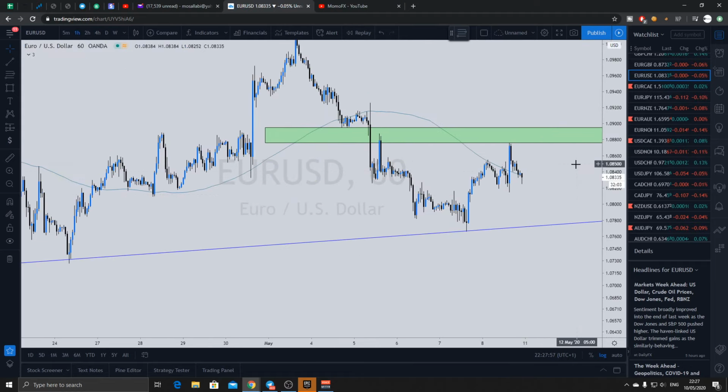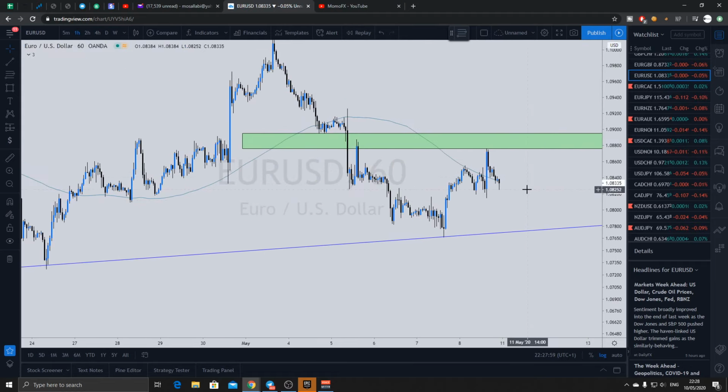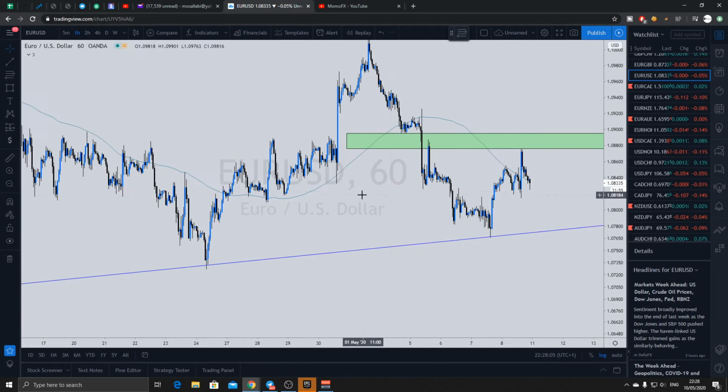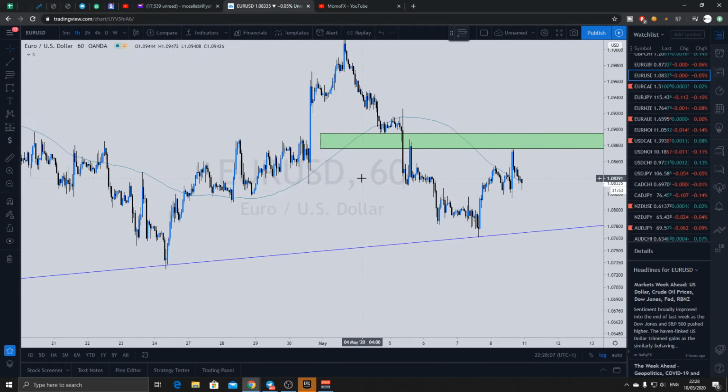But here's the thing: you don't always have to have a clear bias, right? Don't marry your bias. Have two biases. Always have two biases. Look where you could sell, right? The first thing you could be looking at: where can I sell from, and where can I buy from.